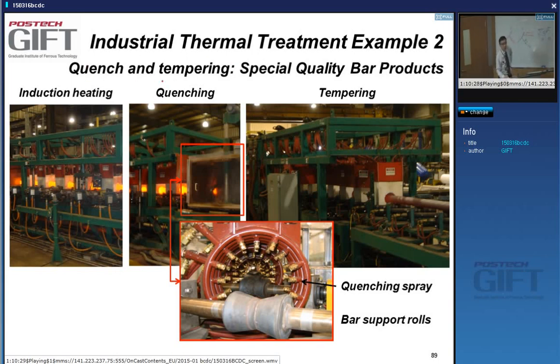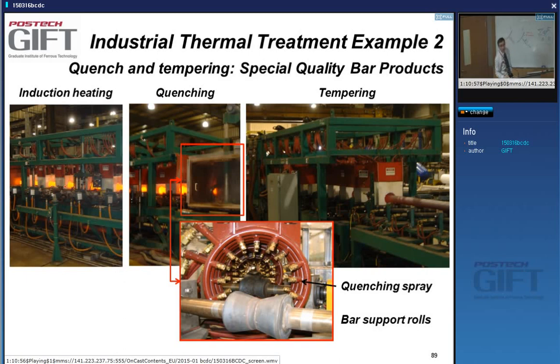So, for instance, here you quench and temper special bar products. In this case, the bar product is basically a cylindrical rod. You see here what happens. The cylindrical rod has been made, and now we're going to heat treat it. So we pass it through a series of inductors, which do the induction heating.